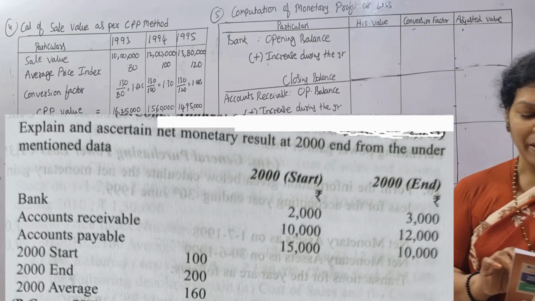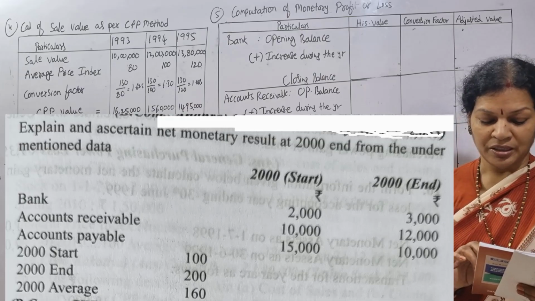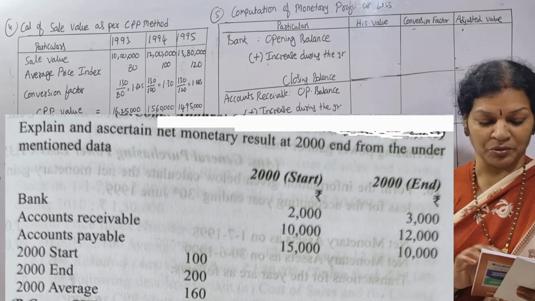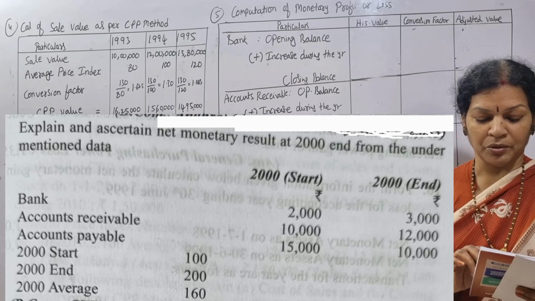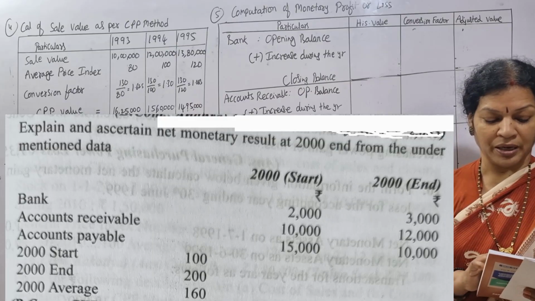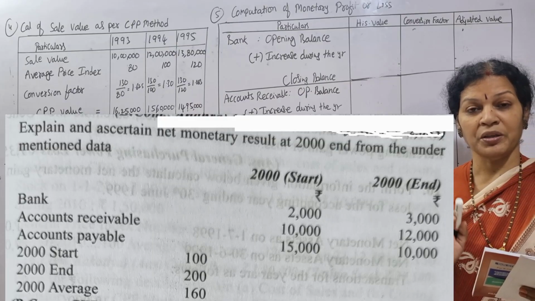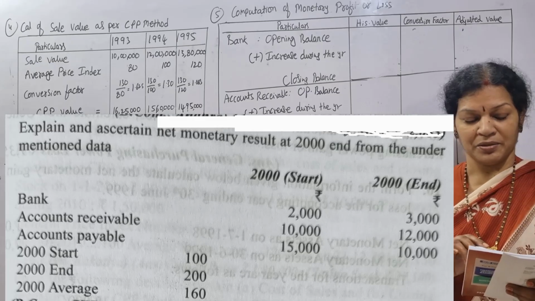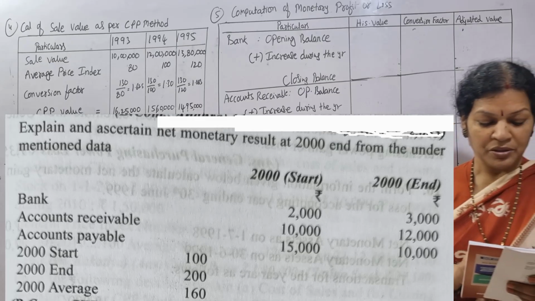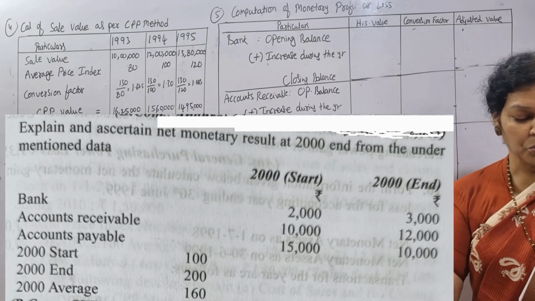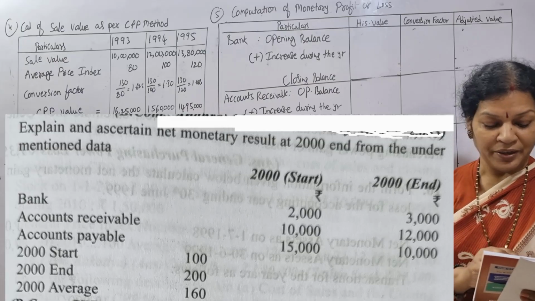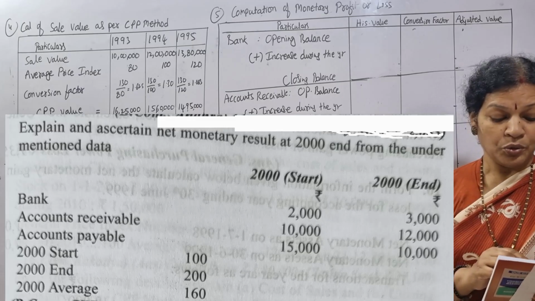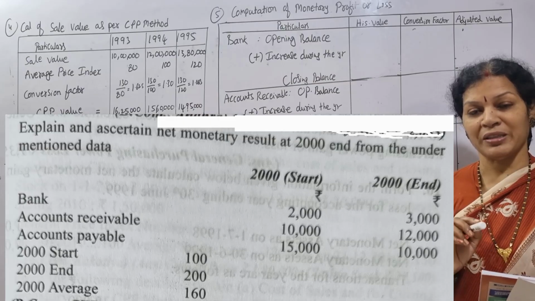Bank at the beginning of 2000 year, the amount was 2000. End of the 2000, it was 3000. In the same way, accounts receivable 10,000 and end of the year 12,000. Accounts payable 15,000, end of the year 10,000. Okay. Now downside they have given you indices. That index you can say. Index numbers: beginning of the 2000 year 100, end of the year 200. Opening and end of the year is given. 2000 average is given 160.